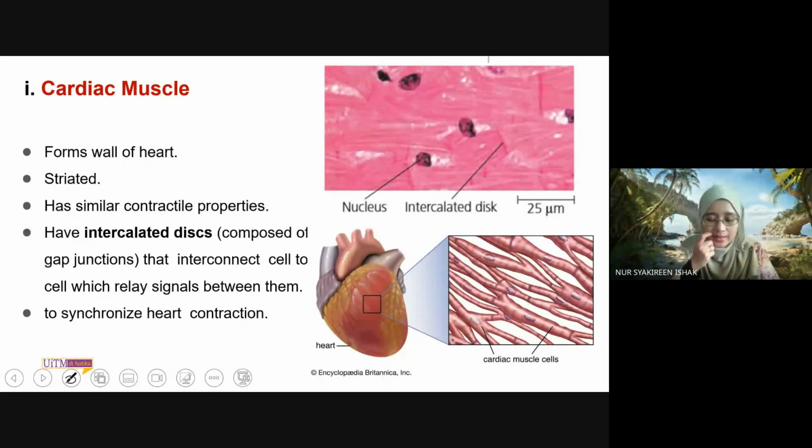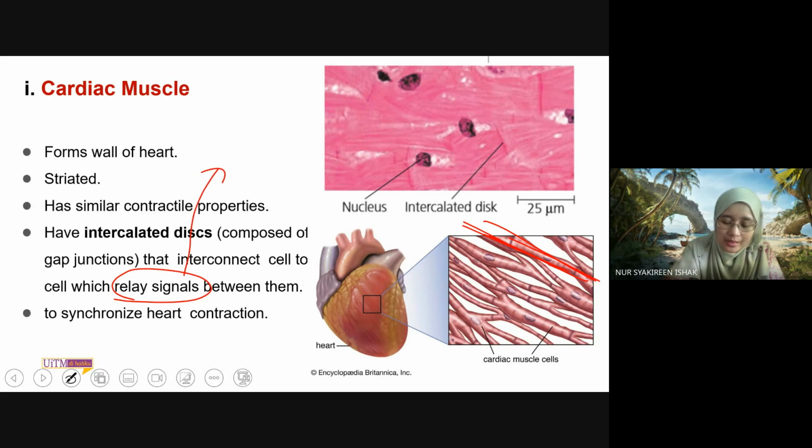So the cardiac muscle forms the wall of the heart. The cells of the cardiac muscle are straight and have similar contractile properties. They have interconnected discs composed of gap junctions that connect cell to cell, which release signals between them, to transmit impulse.